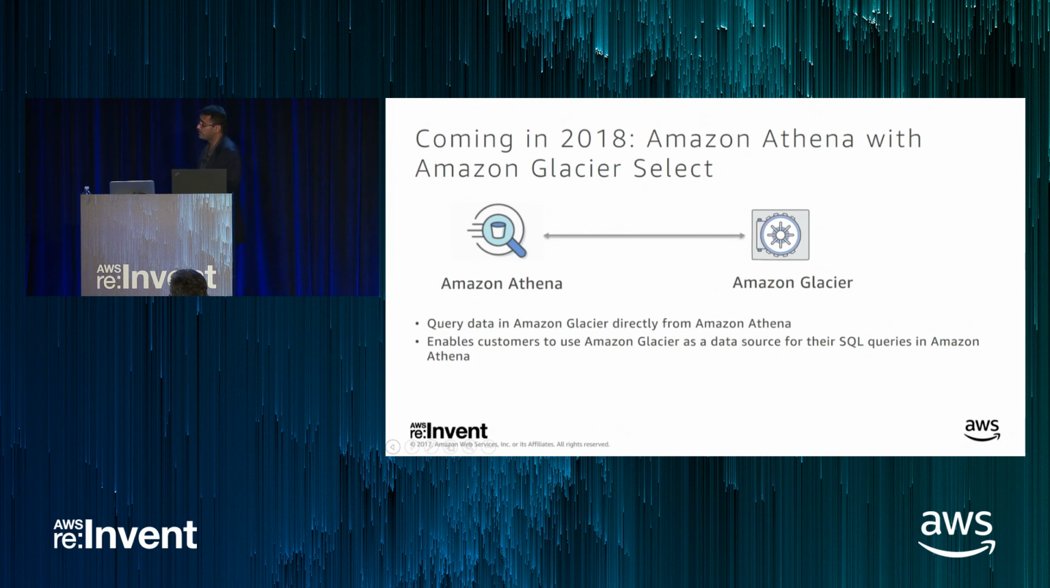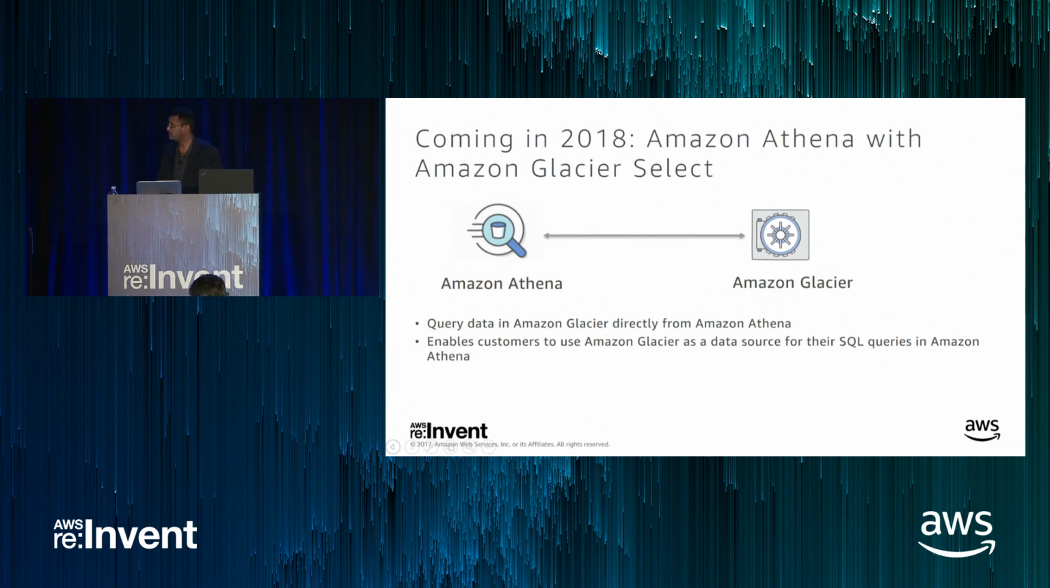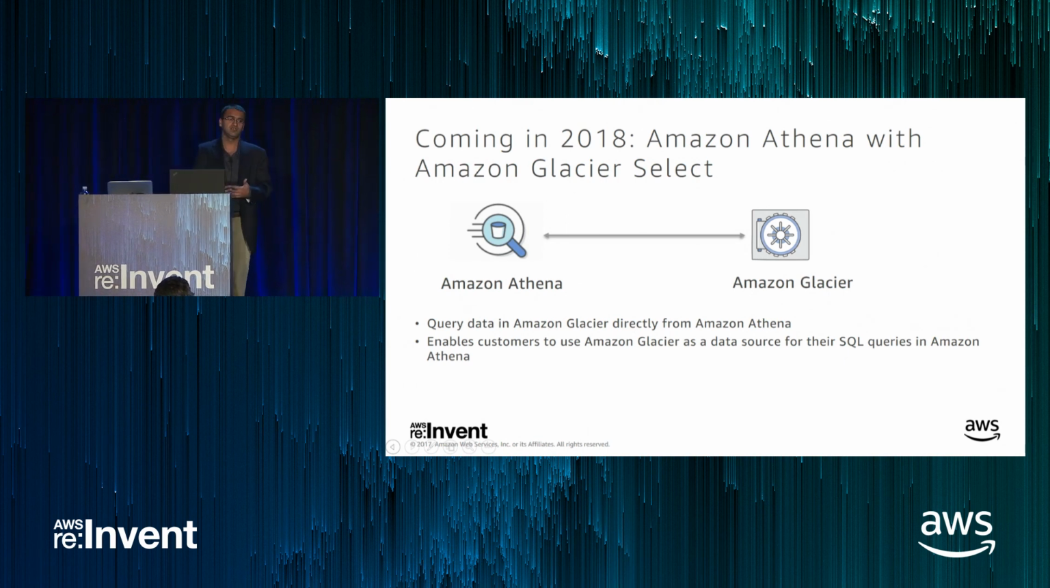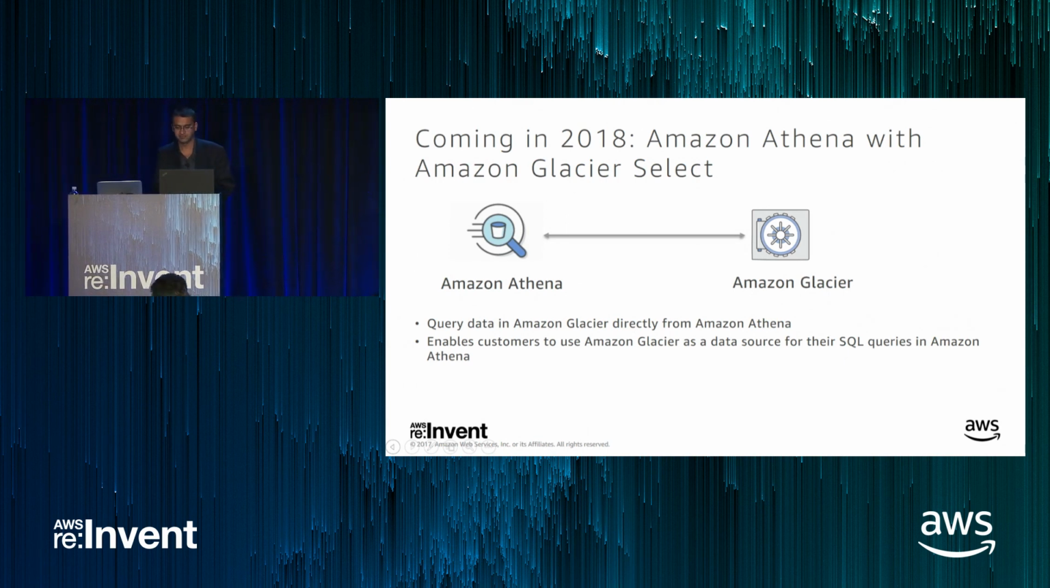Another announcement is that in 2018, Amazon Athena will integrate with Glacier Select. With this, you will be able to query Glacier data directly in Athena. You will also be able to use Glacier as a data source in the SQL queries that you write in Athena.